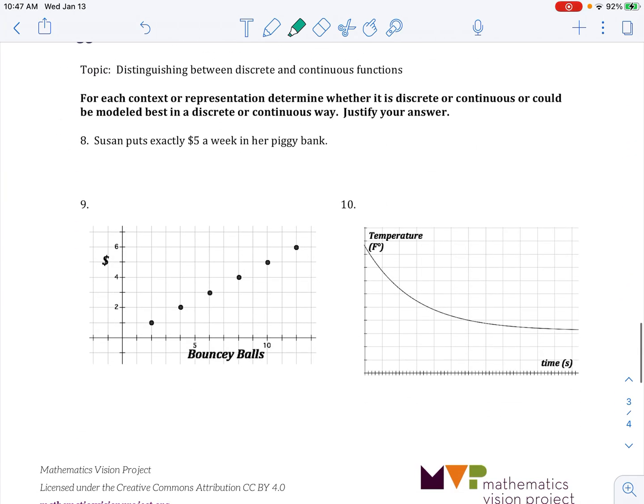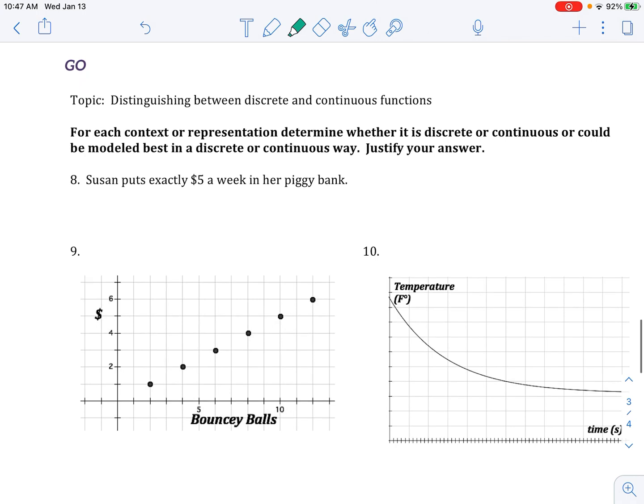Okay. And for the go, it says for each context or representation, determine whether it is discrete or continuous, or could be modeled best in a discrete or continuous way. And it says to justify your answer. So for the first one, it says Susan puts exactly $5 a week in her piggy bank. So this would be discrete. And the money is put into the piggy bank in one moment, not continuously over the entire week.